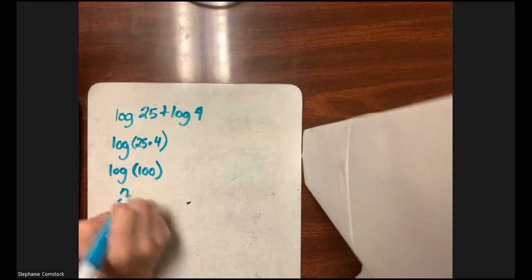That's 100. And again, this is common log. So we could put this on a calculator or we could do a little loop-de-loop thing. This is actually going to come out to be just the number 2. So there is my answer.